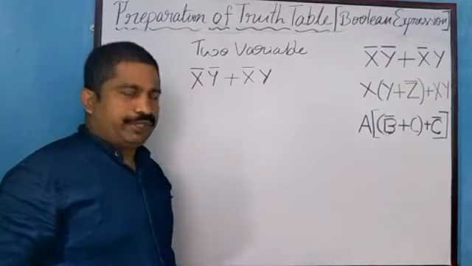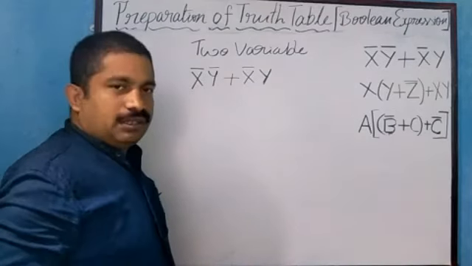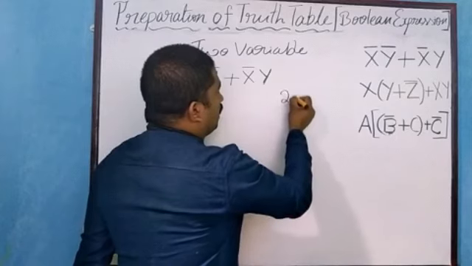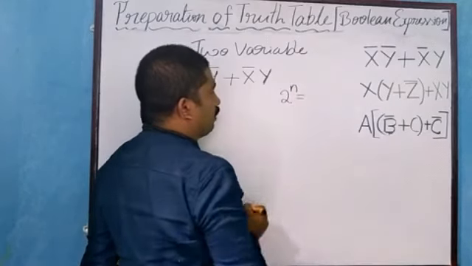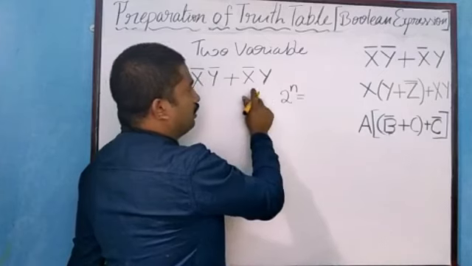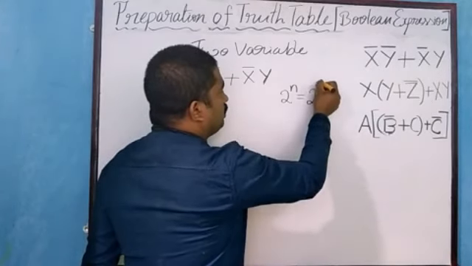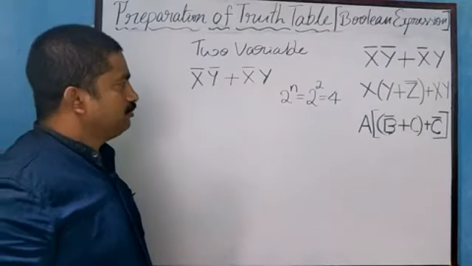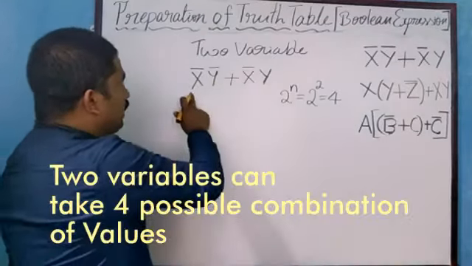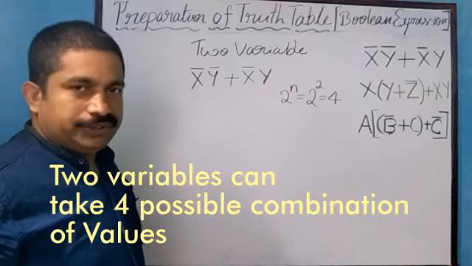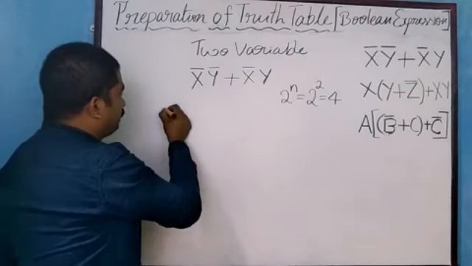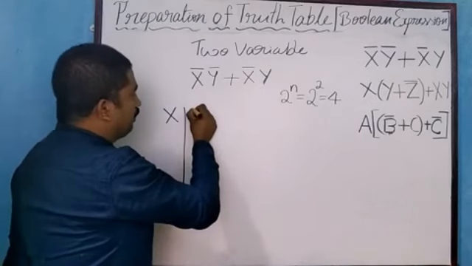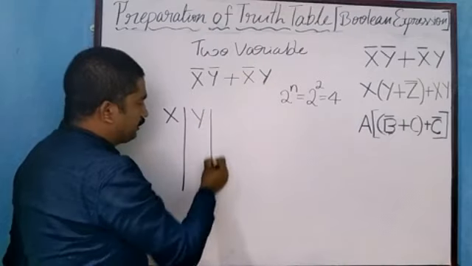For 2 variables, the number of different possibilities, we can have the general equation, that is 2 to the power of n. For 2 variable, you can write in the place of n 2, that is equal to 4. So we have different 4 combinations in the 2 variable. So first take the individual variables, that is x and y. While preparing the truth table, first write what are the individual variables, that is x, y.